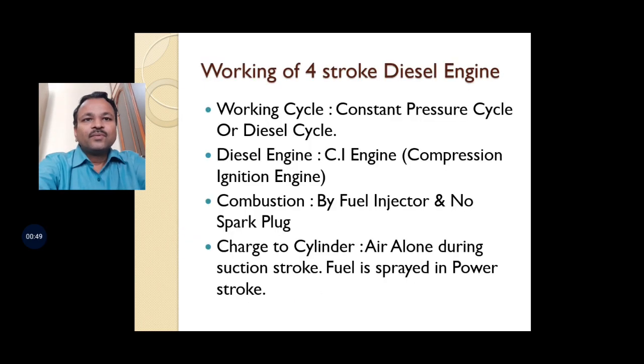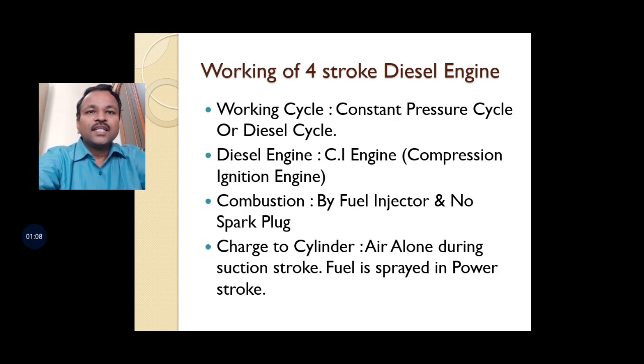So now the working of the 4-stroke diesel engine. It works on the constant pressure cycle. It is also called a diesel cycle. But in the case of the 4-stroke petrol engine, it works on the constant volume cycle. But in the case of the 4-stroke diesel engine, it works on the constant pressure cycle. So this diesel engine we call a CI engine, compression ignition engine.